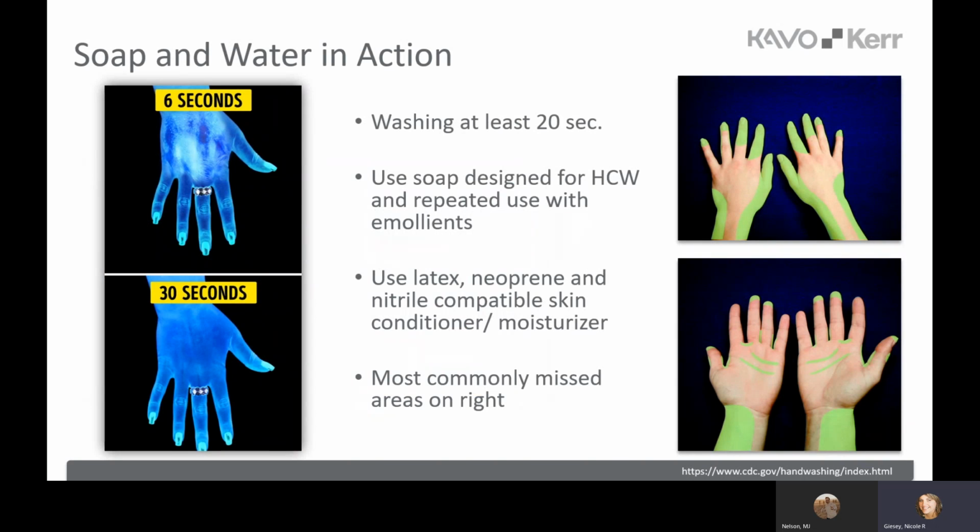So you could see on the right side, the areas that people would be typically missing when they wash their hands. So it's typically the tips of their fingers, the palms. Those are the areas that they're missing. And then on the left side, you could see the difference between not properly washing for the whole 20 seconds, and actually washing for 30 seconds. So at 6 seconds in the picture, you could see the white spots, and that's where they missed when they were hand washing.